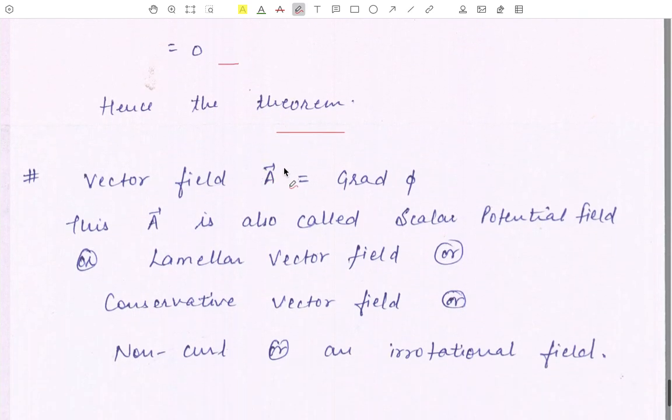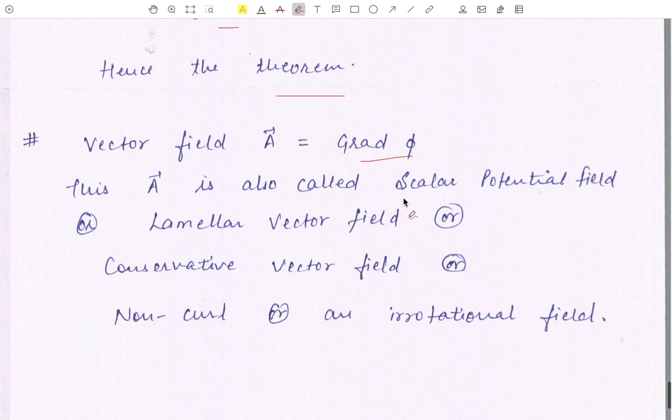The next thing is, what is this A vector called? This A vector, that is equal to gradient of phi, is called the scalar potential field, or we can say the lamellar vector field, or the conservative vector field, or the curl-free, or an irrotational field. These are the various names of the gradient of a scalar function.